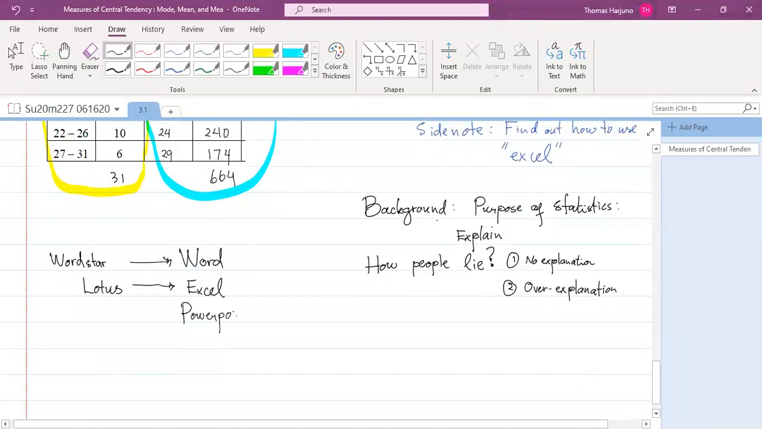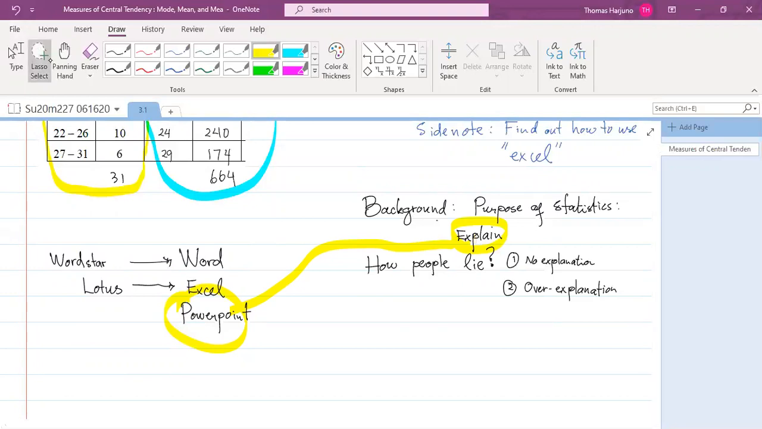That's very important to help you present your project. PowerPoint can be seen as part of statistics also, because part of statistics is to explain, right? PowerPoint is a tool that helps us explain the information. Even though this is not related to what I teach you here, it's related to stats in general.